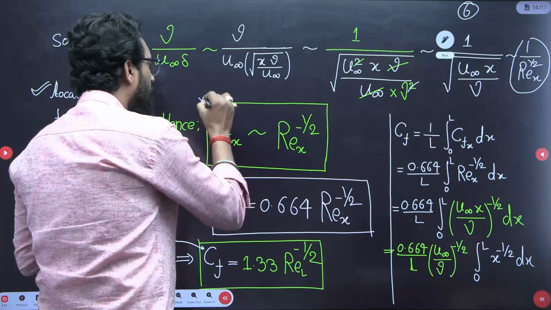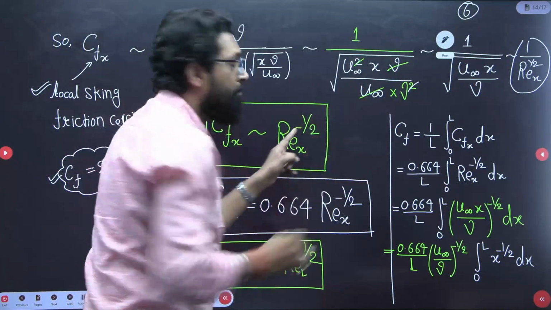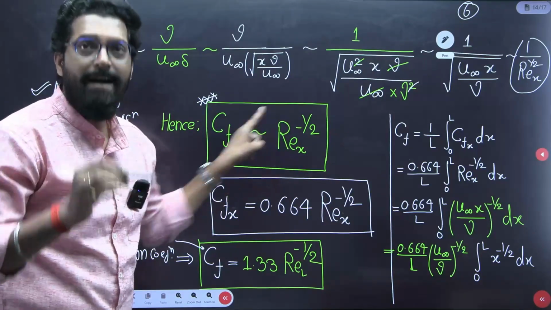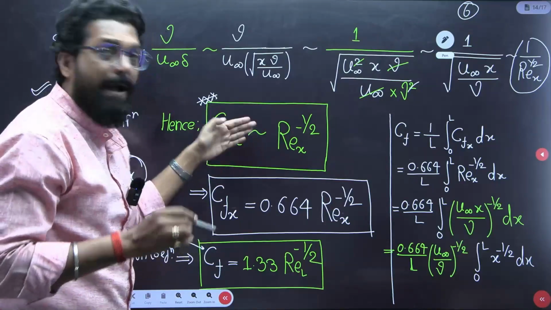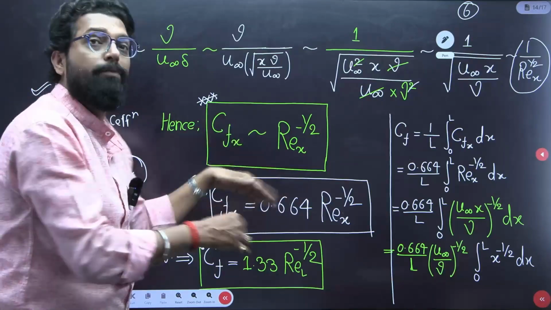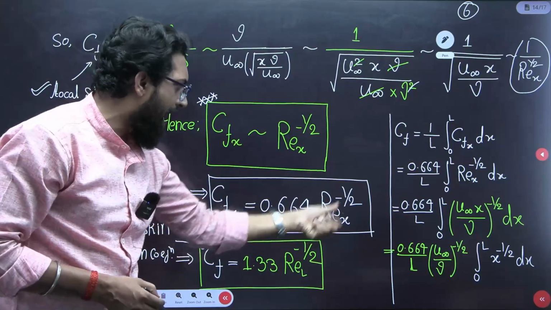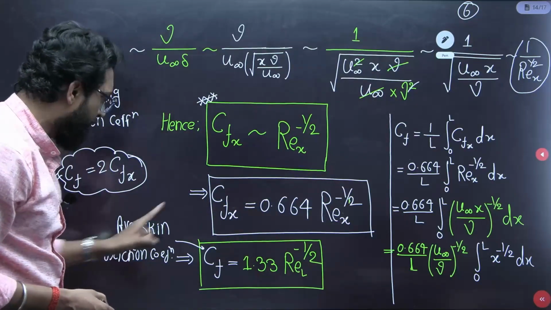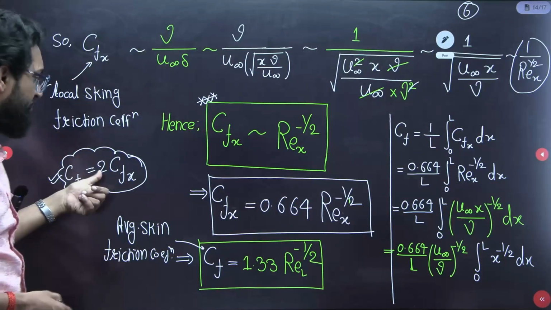Hence, the local skin friction coefficient is of the order of 1 by square root of Reynolds number. And if you solve by the Blasius solution, this is your 0.664 Rex to the power minus 1 by 2. And if you find the average, just multiply by 2.